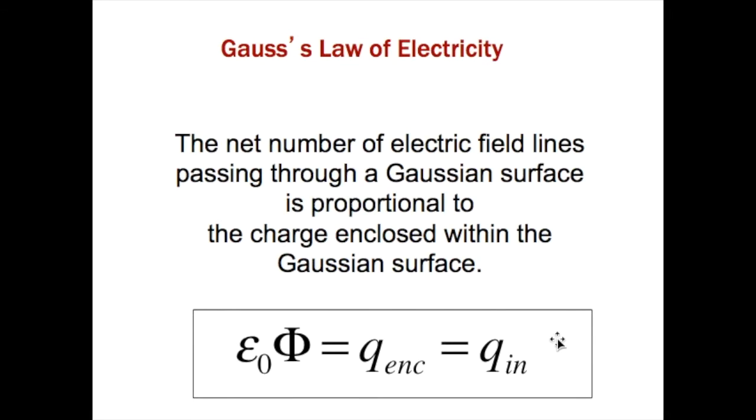And so here is Gauss's law, basically. The net number of electric field lines passing through a Gaussian surface is proportional to the charge enclosed within the surface. That's it. Epsilon naught is the proportionality constant between electric flux and enclosed charge, right? So we saw enclosed mass before. This is enclosed charge. So epsilon naught phi is Q enclosed. The way we're going to see this probably most often, really, is E dot A equals Q enclosed over epsilon naught, right? Just rearranging this equation.